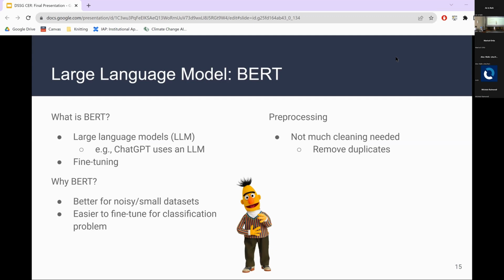And so why is Bert good for our problem? LLMs in general have a lot of success with noisier and or smaller data sets since they're able to leverage a large corpus that they have been trained on. And as well, Bert compared to another model like GPT just generalizes better to this text classification problem. When we're feeding our data, there isn't a lot of pre-processing or cleaning needed. We just needed to remove our duplicates so there's no data leakage between our training and test sets.